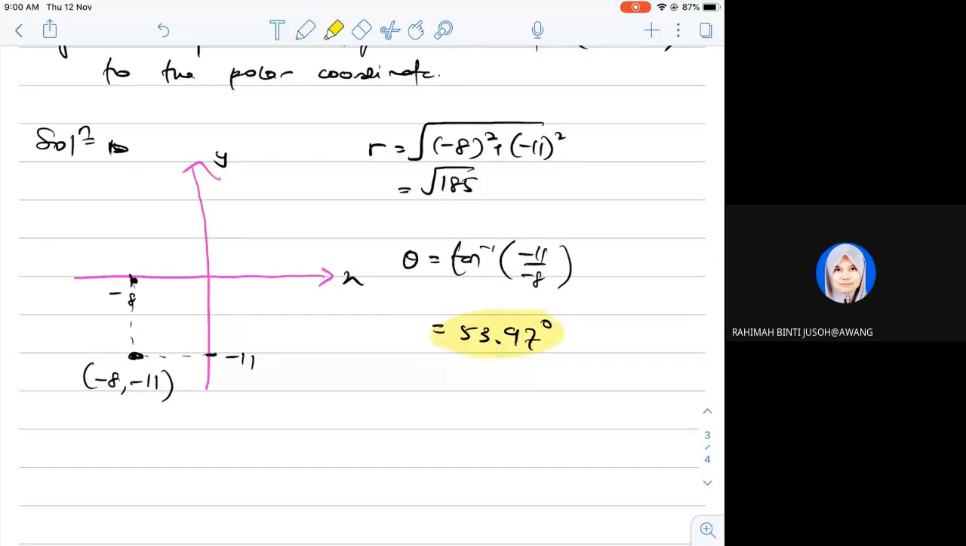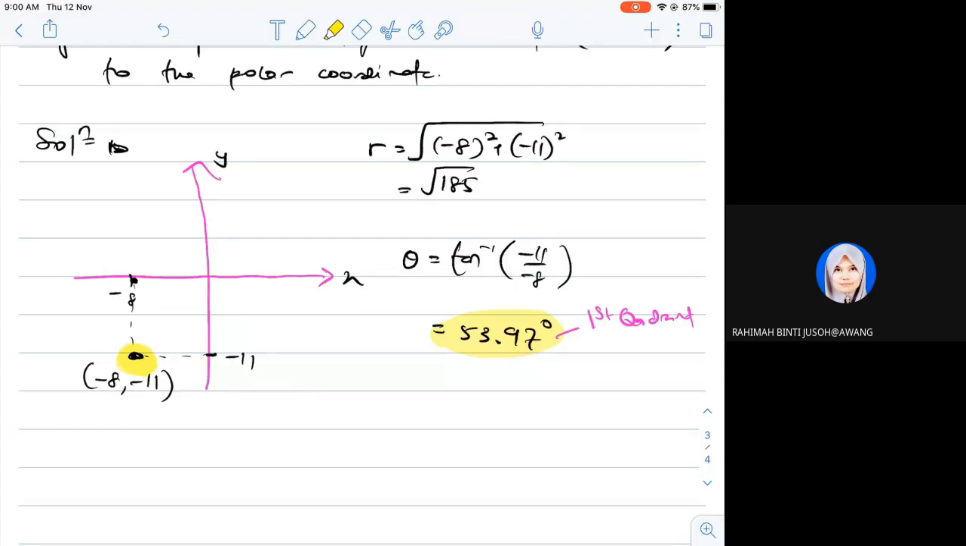Where is the location of this angle? Which quadrant? Yes, first quadrant. Very good. Logically, this should be located in the first quadrant, right? However, our coordinate is located in the third quadrant. So if you answer me 53.97, this is a wrong answer, because this angle is not reflecting this coordinate.